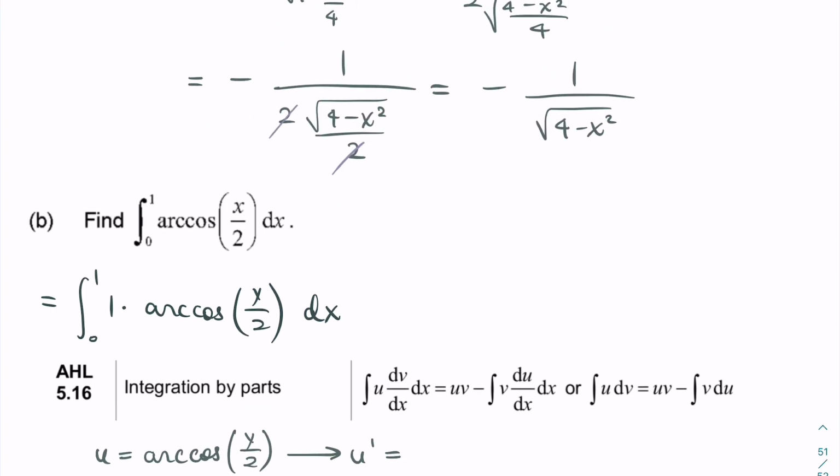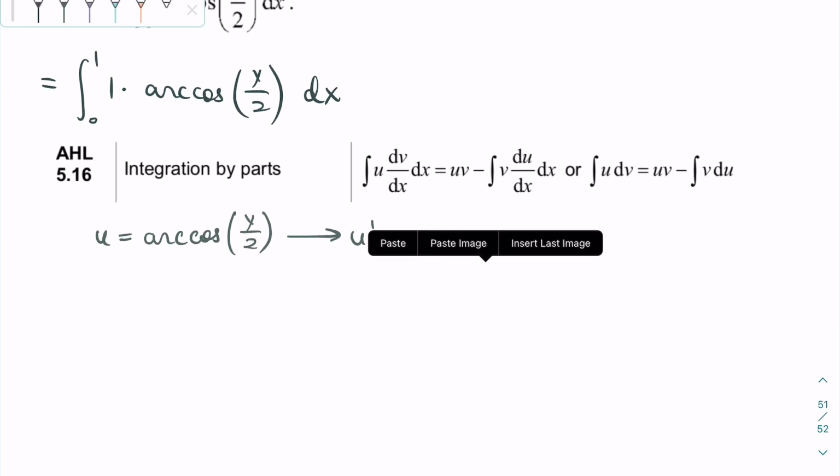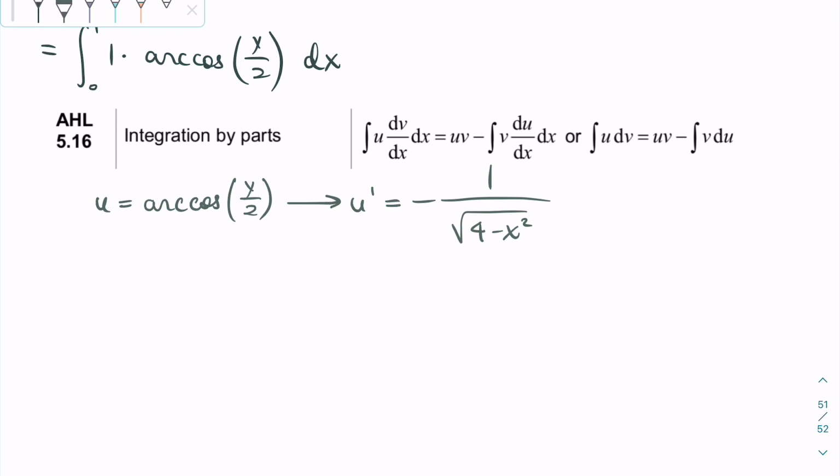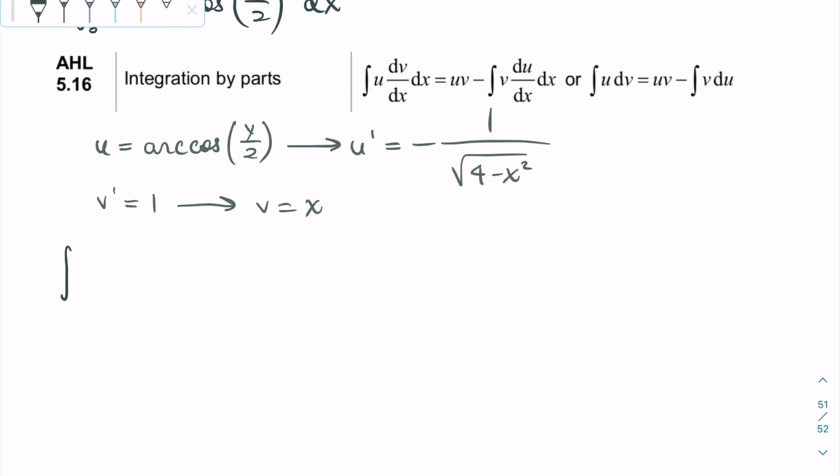So we already found the derivative of arc cosine in part A, so we can just copy this down. Meanwhile, v prime will be 1. So that means that v will be x. We can now use these values and plug them into the integration by parts formula.